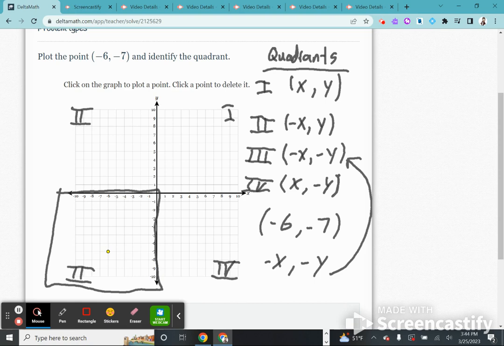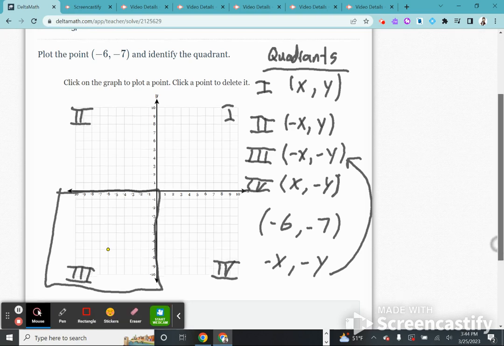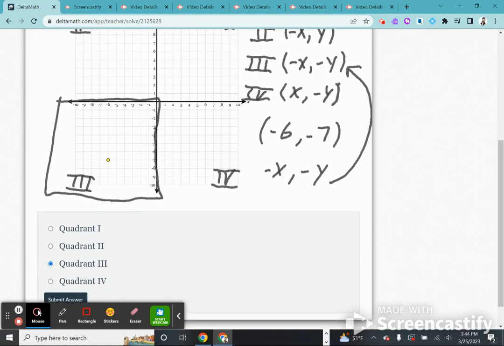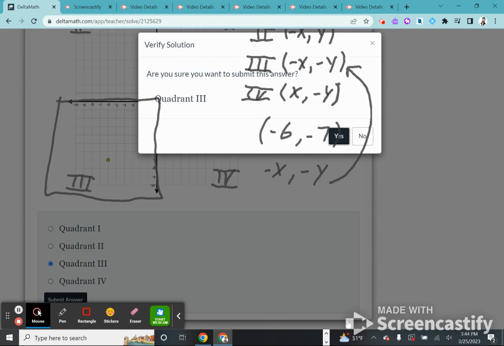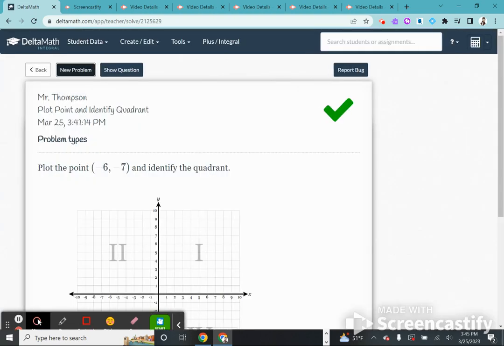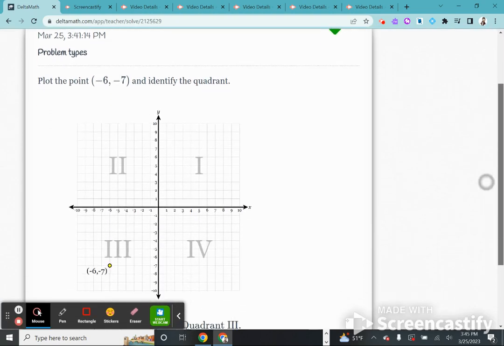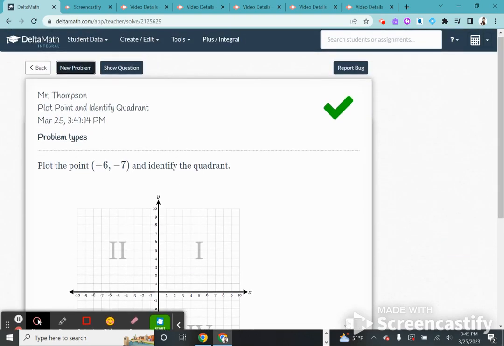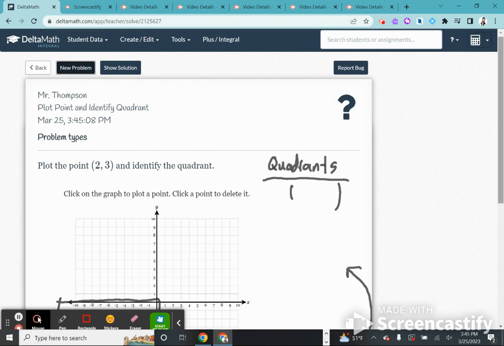Oh, I lost my third. Oh, now it's back. Well, that's weird. At any rate, we've plotted our point on the graph. I'm choosing quadrant 3, and I'm submitting. And that's easy enough. It's really all it is. Nothing too crazy here.